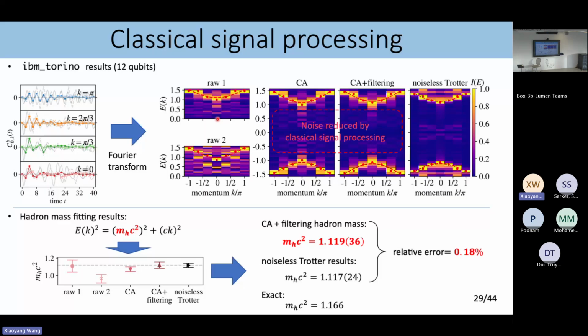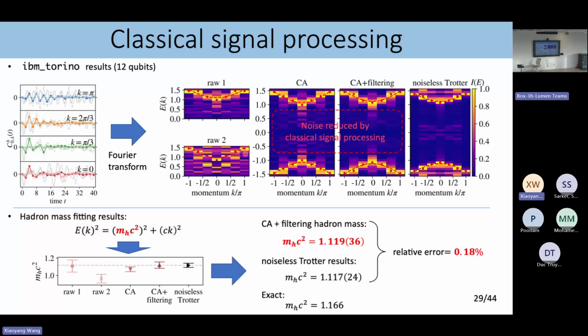So this is the hadron spectrum after the signal processing. We see that after we first measure the signal on the IBM Torino, and after the correlation analysis and the filtering, the noise in the low frequency domain is much suppressed.